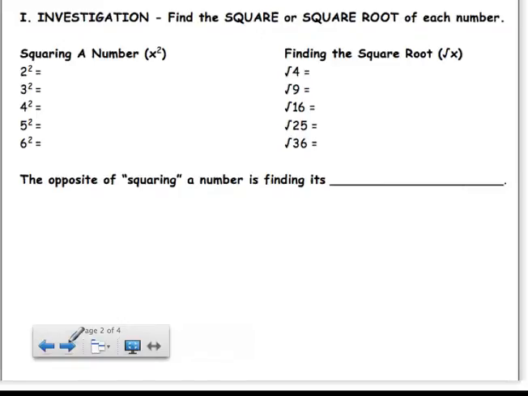So first, I want to make sure we're clear on a pattern about two different operations, which is square and square roots. So find the square or square root of each number. I want you to stop the video here. Please find the squares of all these numbers, the square roots of all these numbers, and see if you can answer this sentence by yourself before I share the answers. Again, stop the video here. Press play when you're ready to check all of these.